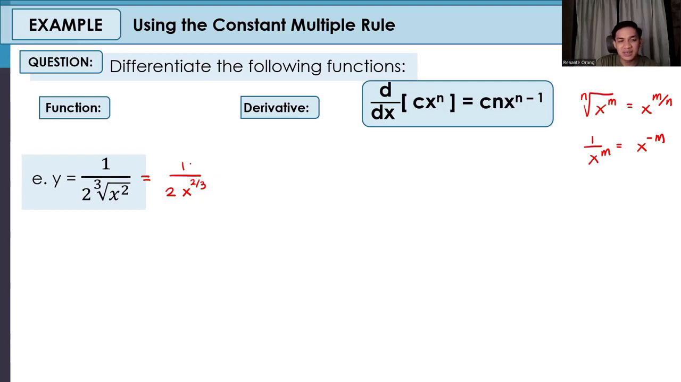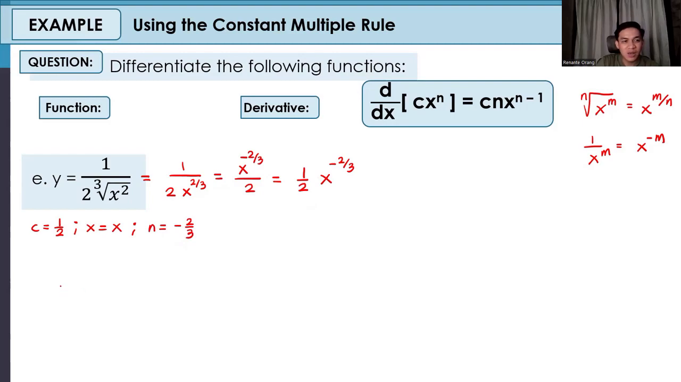Then, eto, ilagay natin sa itaas, magiging x raised to 2/3, which is magiging negative divided by 2. Pwede din nating i-separate yung over 2 para mas clear yung ating constant. Magiging 1/2 x raised to the power of negative 2/3. So let's proceed in identifying our constant that is equivalent to 1/2. Next is yung may exponent, which is dito, si x is x. And then yung exponent natin, n, is equivalent to negative 2/3.